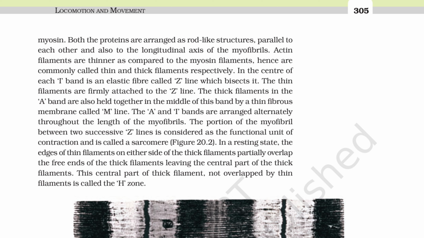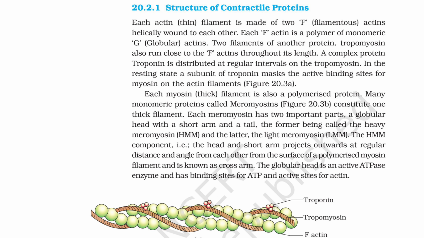The portion of the myofibril between two successive Z lines is considered as the functional unit of contraction and is called a sarcomere. In a resting state, the edges of thin filaments on either side of the thick filaments partially overlap the free ends of the thick filaments, leaving the central part of the thick filaments. This central part of the thick filament, not overlapped by thin filaments, is called the H zone.